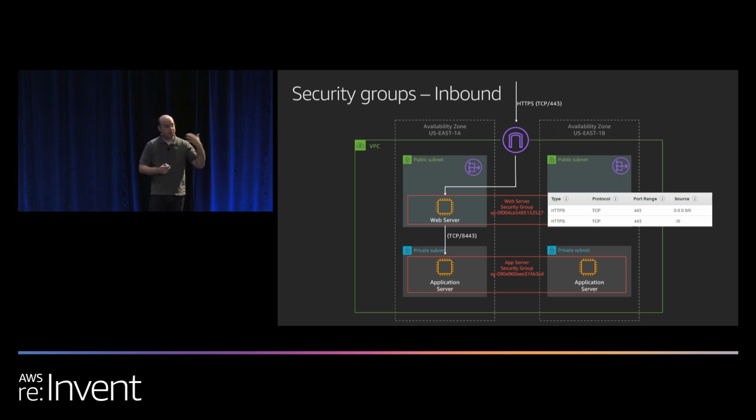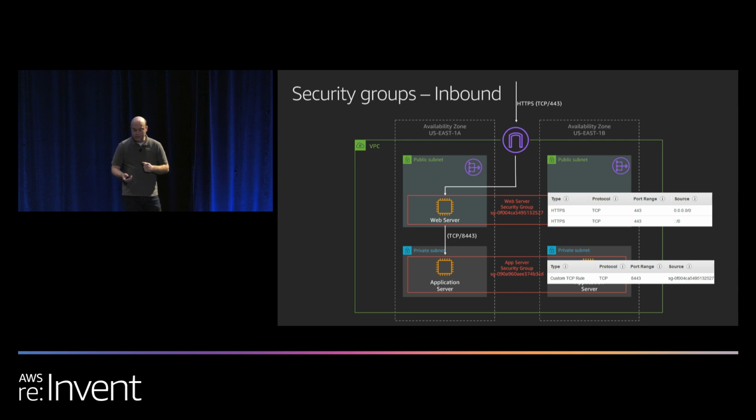The web server, in turn, is going to make a connection to the app server on port 8443. So if I look at the security group configuration, and again, these are inbound configurations, no outbound configuration is required because this is a stateful firewall. You note that the app server has this source here. Well, 8443 is allowed from this SG. Well, if you look, that SG is the security group identifier for the web server security group.